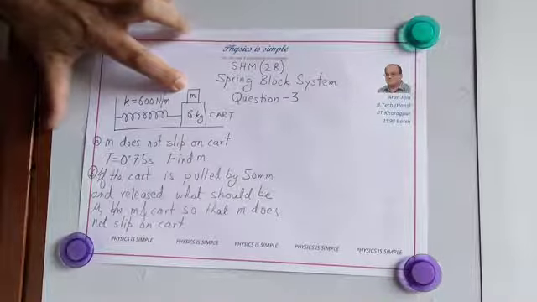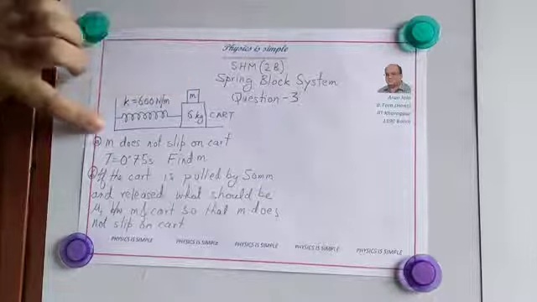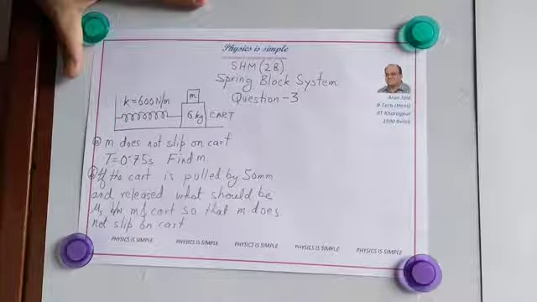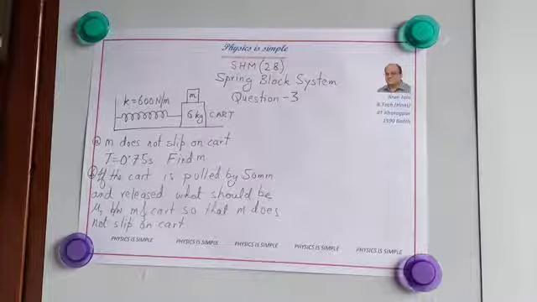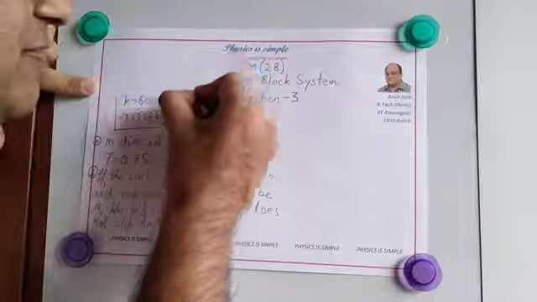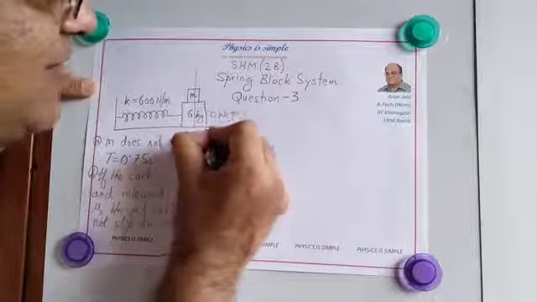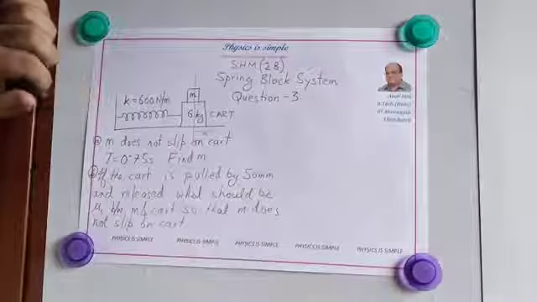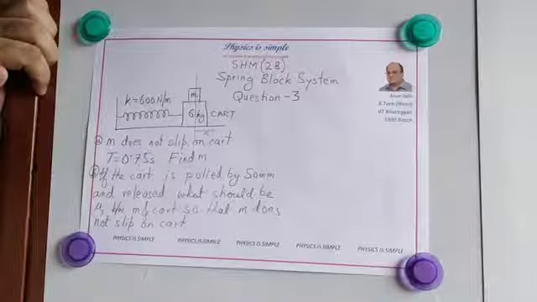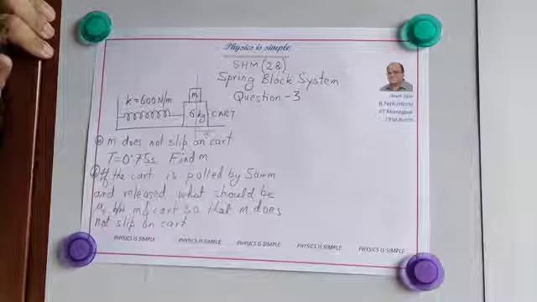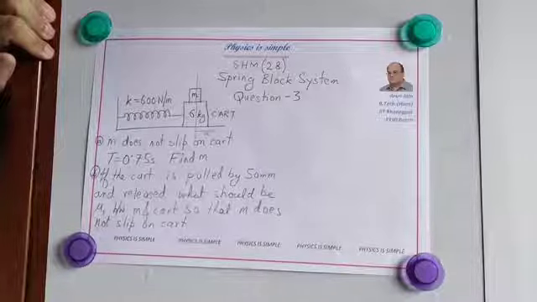In the first part of the question, it is given that M does not slip on the cart and the time period of the system is 0.75 seconds. If we pull this by some distance x and release it, the time period of oscillation is 0.75 seconds. We have to find mass M. So that is very easy.